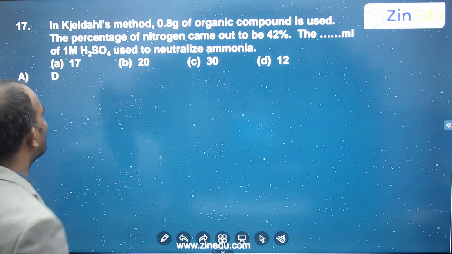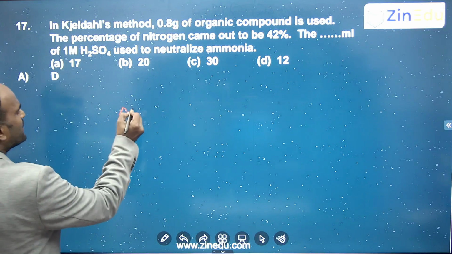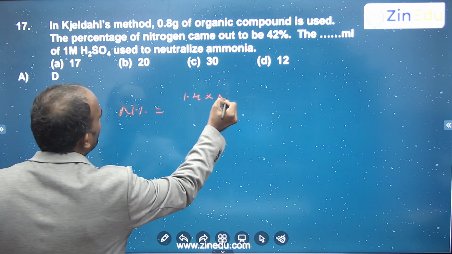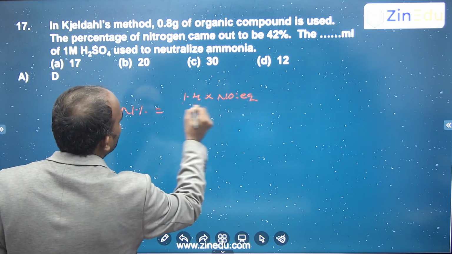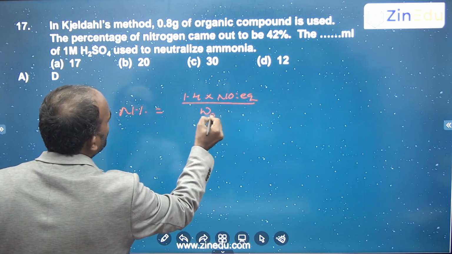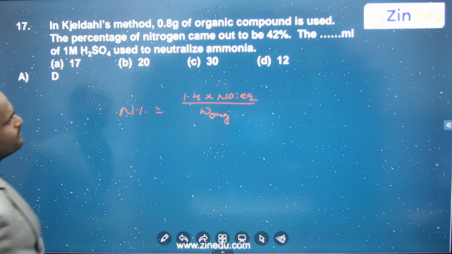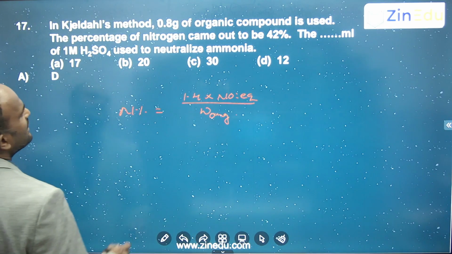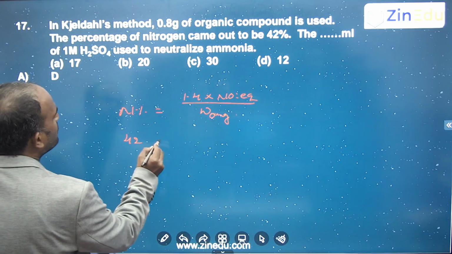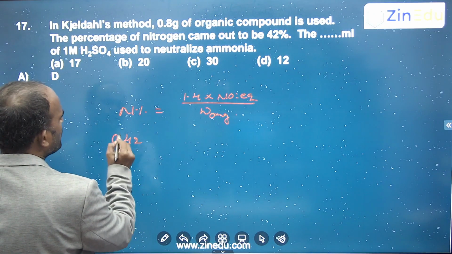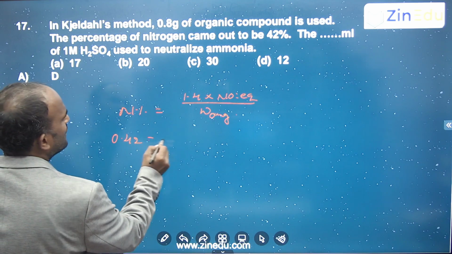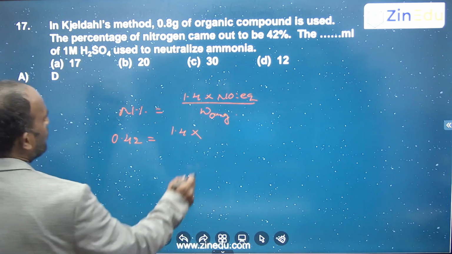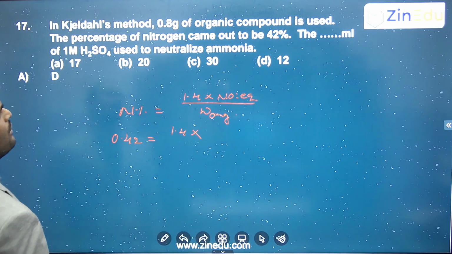Next, Kjeldahl's method. We know that in Kjeldahl's method, percentage of nitrogen is equal to 1.4 into number of equivalents divided by weight of organic compound. Percentage of nitrogen is given as 42, which means 0.42. That is equal to 1.4 into number of equivalents, 1 molar of H2SO4.